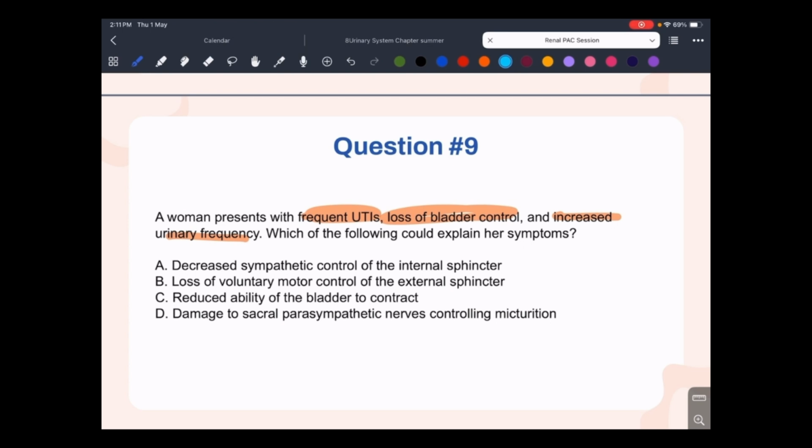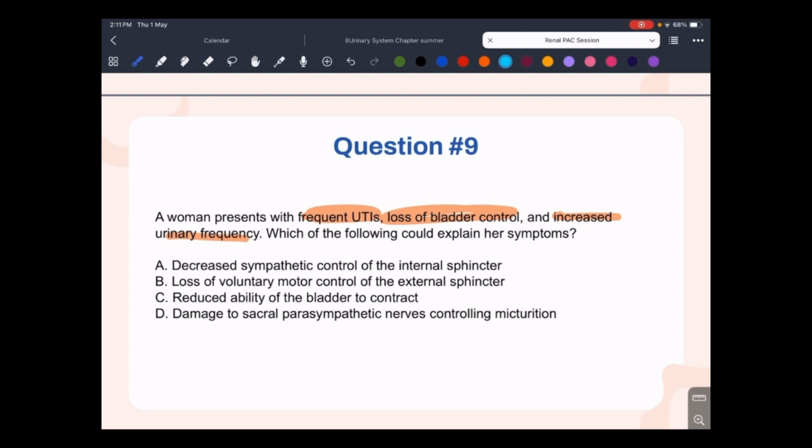It keeps it closed during storage of the urine. Loss of this means the internal sphincter will stay relaxed, but it won't cause incomplete emptying. It will cause stress or urge incontinence, but it won't cause incomplete emptying, and it wouldn't cause frequency issues. They can't keep urine in as well, but it's not to the extent that it's being described here.